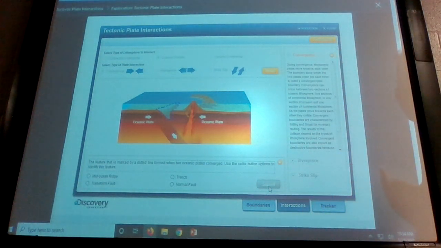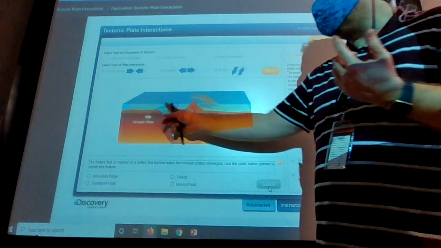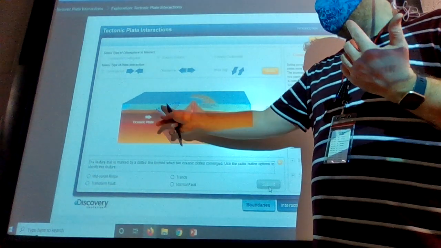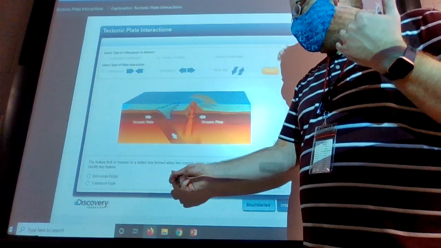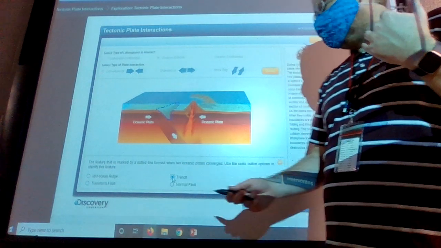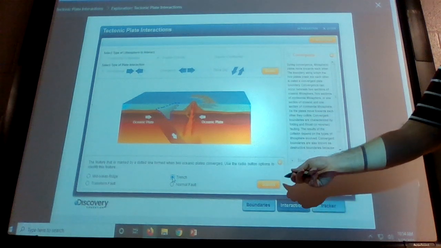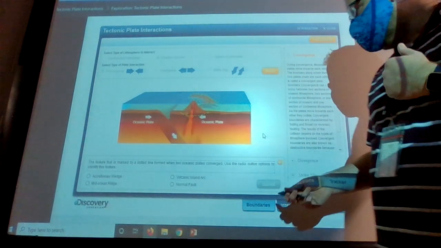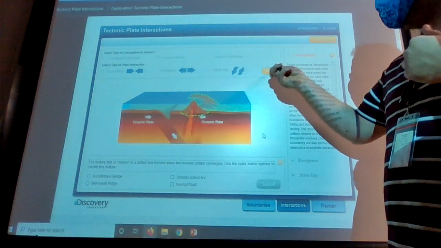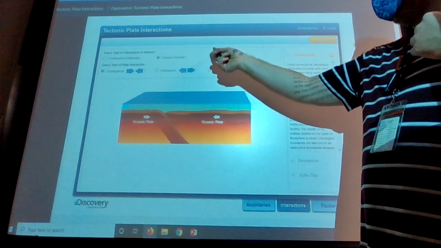Identify the feature. That is going to be the trench. So you can see there's this deep canyon out in the ocean right in between the two plates. That's going to be your deep ocean trench, similar to the Marianas Trench. Next, where are we at here? Reset. Let's do oceanic continental.